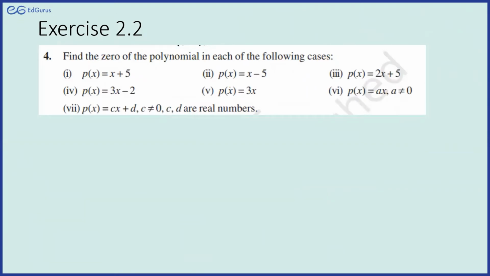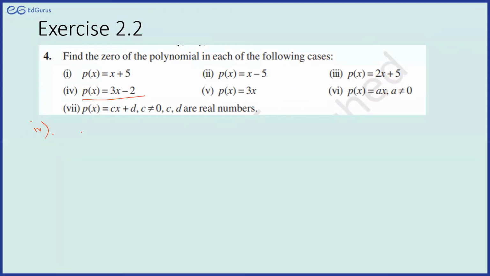Find the zero of the polynomial in each of the following cases. So अब इसमें हम क्या कह रहे हैं कि जो भी पॉलिनोमियल है उसका हमें जीरो निकालना है. ठीक है, तो जीरो निकालना है मतलब कि ऐसी वैल्यू निकालनी है x की जिसके लिए पॉलिनोमियल की वैल्यू 0 हो जाए, राइट? सो लेट्स ट्राई, कौन सा ट्राई करें? लेट्स ट्राई नंबर 4. सो वी वांट p of x equal to 3x minus 2 to become 0. तो हम क्या करेंगे? कैसे निकालेंगे?